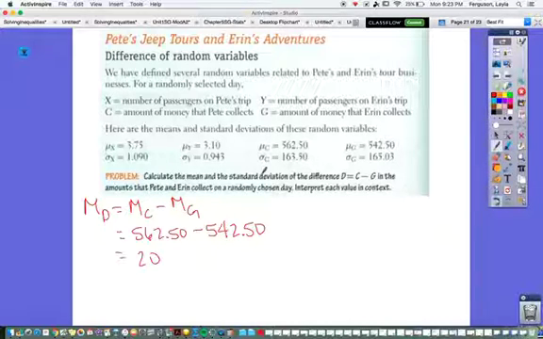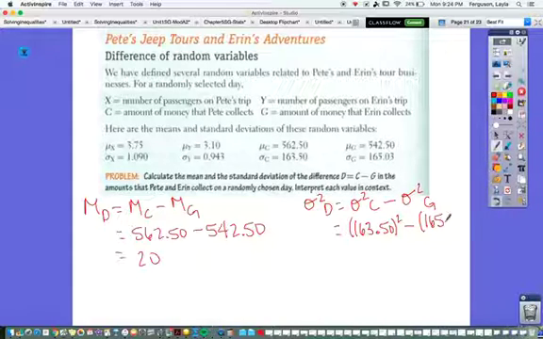Therefore, if I were finding the variance for D, it would be equal to the variance for C minus the variance for G. So I know that the variance for C would be 163.50 squared minus the variance for G, which would be the standard deviation 165.03 squared.